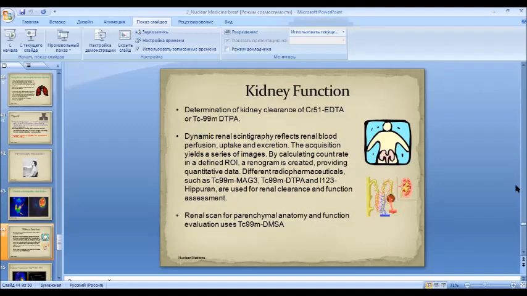Kidneys. Determination of kidney clearance with the same isotope, technetium, combined with other radiopharmaceuticals allows us to register in a reliable and very easy way the function, to detect insufficiency of renal function.